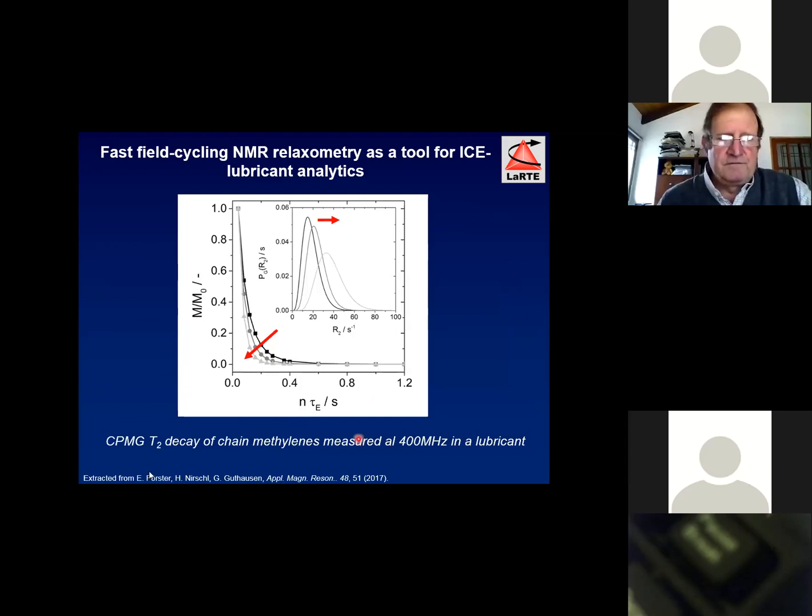So these people from Karlsruhe, from the KIT, used it for the first time, as far as I know, in engine oil. This is a T2 CPMG experiment. The red arrow is going from the fresh oil to the most used oil. So the degradation makes the main T2 shorter. You see the mean value of the distribution is shifting to higher relaxation rate values, and also the width of the distribution is increasing.